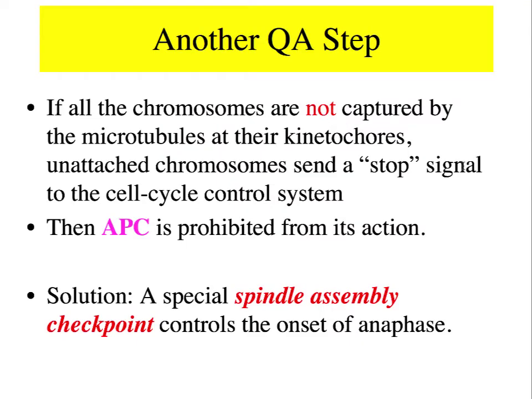The authors of the textbook make a special mention of this spindle assembly checkpoint as a control system for driving the cell into anaphase. If all the chromosomes are connected to kinetochores, then a green light is given to the cyclin. If some of the chromosomes are missing their connections to the kinetochores and they're not lined up in the center at the metaphase plate, then APC is given a red light and the system comes to a standstill in order to fix that problem. And that's called the spindle assembly checkpoint for the onset of anaphase.